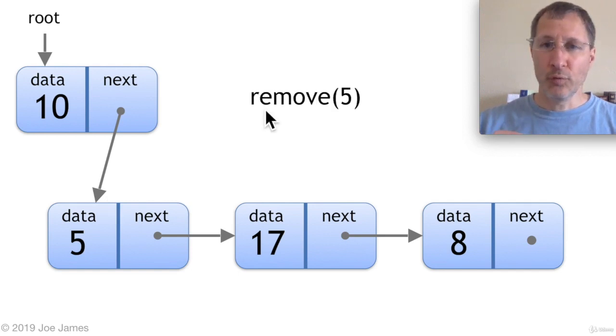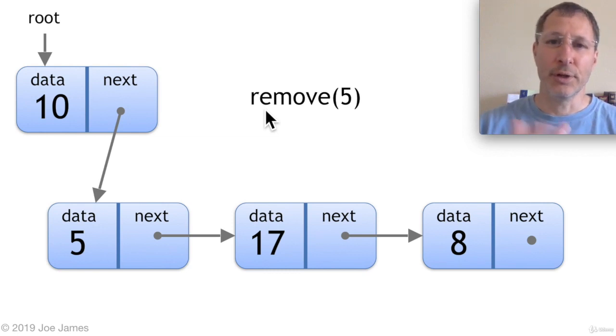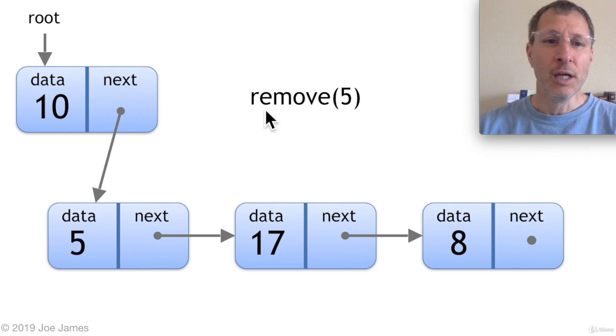Next we want to try and remove a number. So let's try and remove 5. Obviously, if we try to remove a number like 200 and it's not in this linked list, then we'll get back either a false or a None, or an error or something.